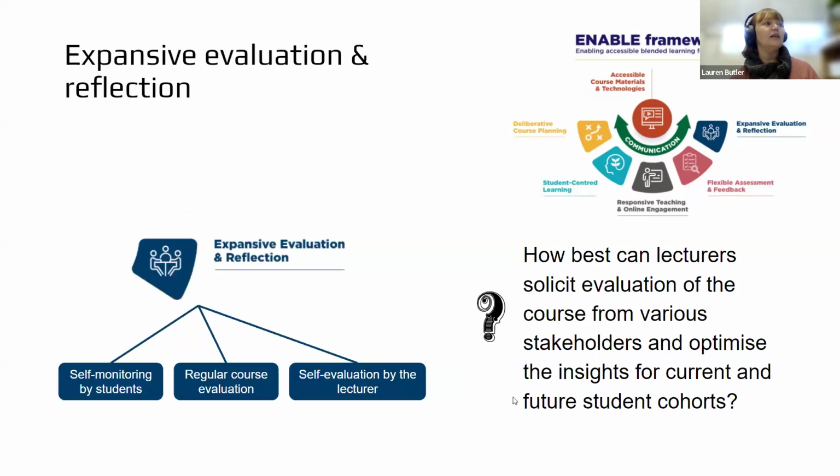And then the next element is expansive evaluation and reflection. Here the key question is, how best can lecturers solicit evaluation of the course from various stakeholders and optimize the insights for current and future student cohorts? So we really want to emphasize that there are different stakeholders involved, and it's useful to get feedback from as many as possible, but then also implementing the feedback, either for current or for future student cohorts.